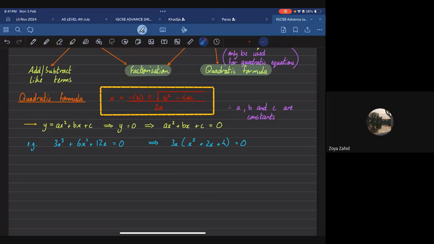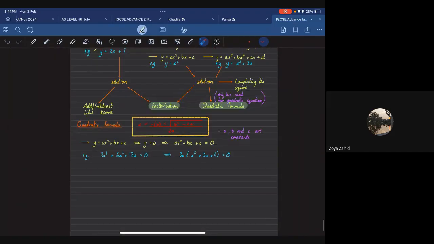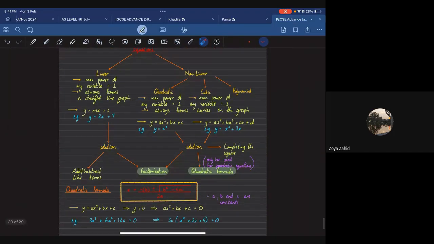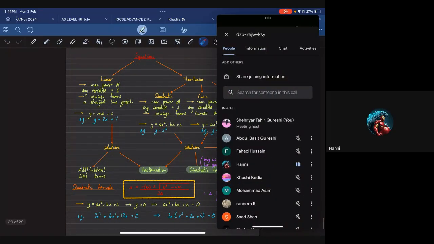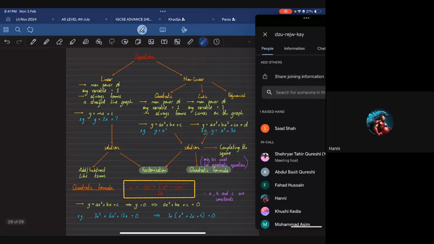All right, any issues with this? You can easily use this. Anyone who does not understand a word from this? Honey, is this clear? Honey, can you hear me? Yes, sir, clear. All right.